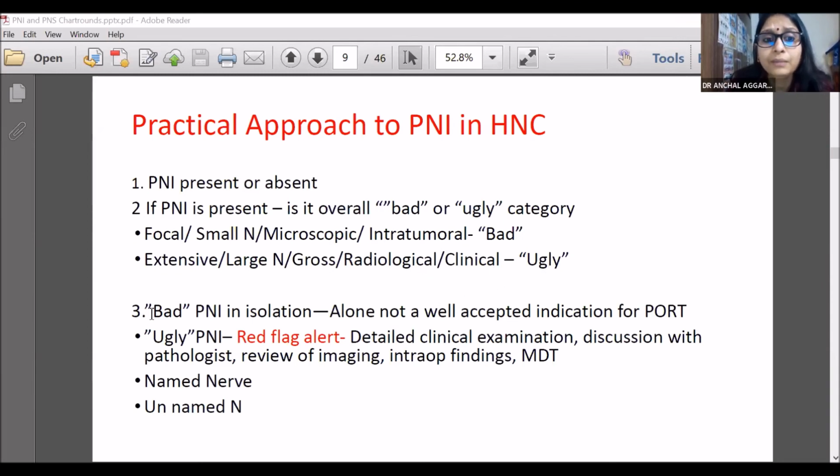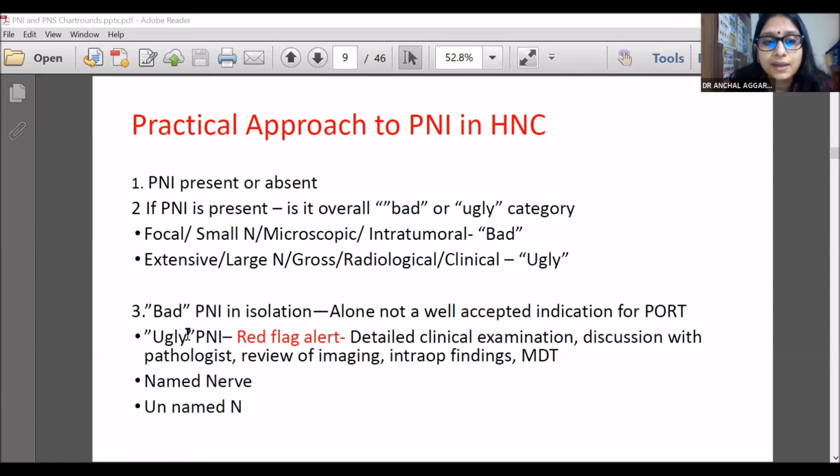If it is bad PNI in isolation, alone, it is not a well accepted indication to offer post-operative radiotherapy. That is what your question was, if it is PNI alone. So PNI is not an isolated criterion. We see if it is a bad PNI or if it is an ugly PNI. If bad PNI alone is there and the rest is all okay, then we may just observe the patient.